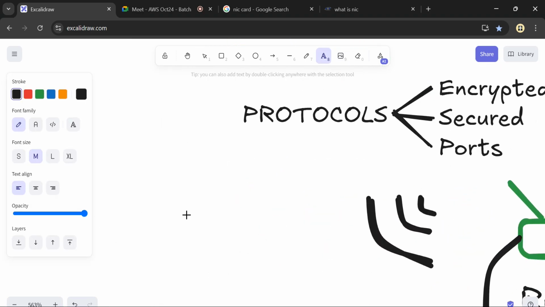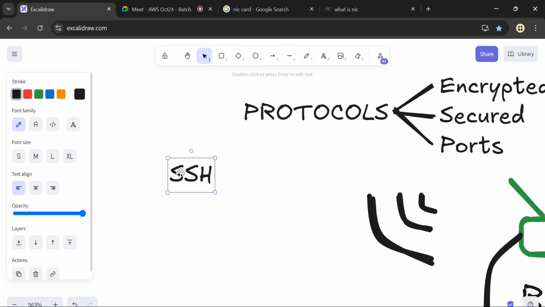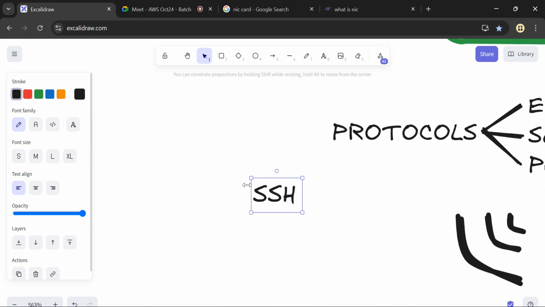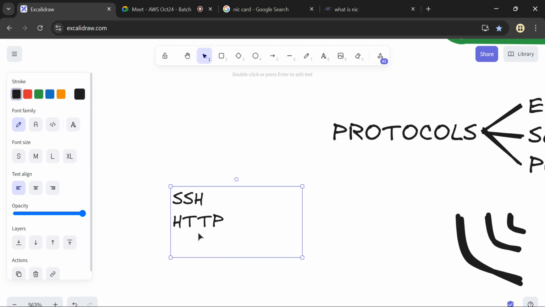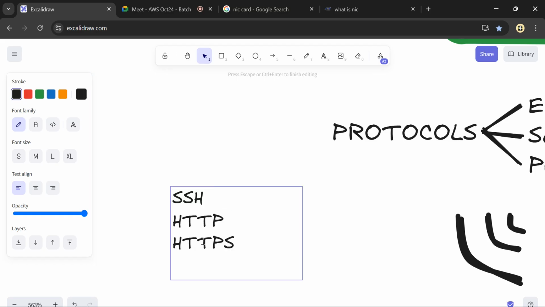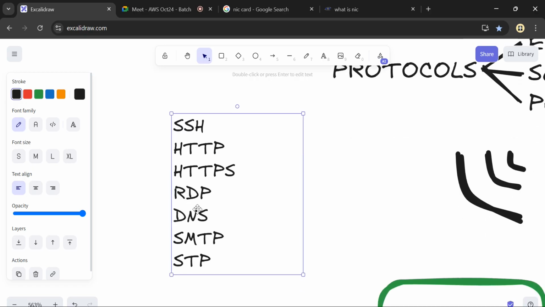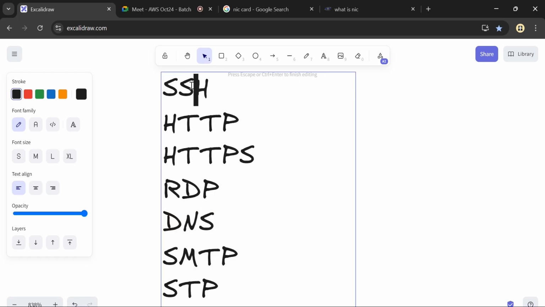So what are some important protocols that we have already discussed? SSH is a protocol, right? We connect to the remote machines via the SSH protocol. That is also a kind of rule. HTTP is a protocol. HTTPS is a protocol. RDP is a protocol. DNS is a protocol. SMTP is a protocol, and all these are called protocols. Here you can see RDP means Remote Desktop Protocol. SSH is also a protocol.